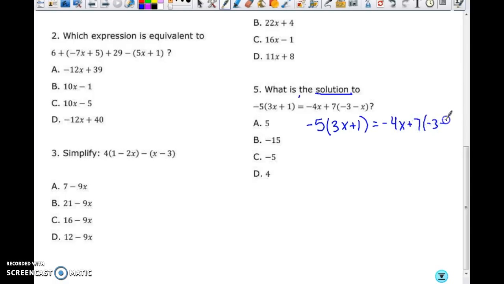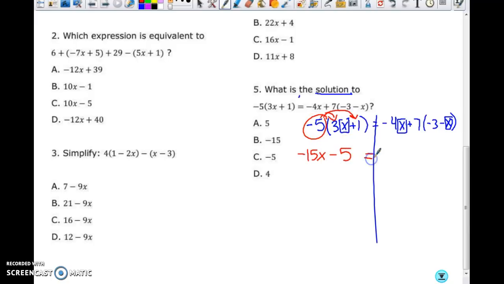Alright, so let's see if we remember our steps. So remember, we're solving with variables on both sides. Right? I've got to get it alone on one. So my first step says that I need to distribute. So on this side, I'm distributing a negative 5. So negative 5 times a 3x will give me negative 15x. Negative 5 times a 1 will give me a negative 5.